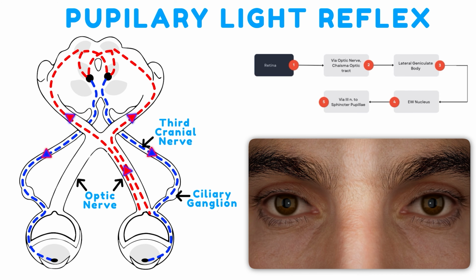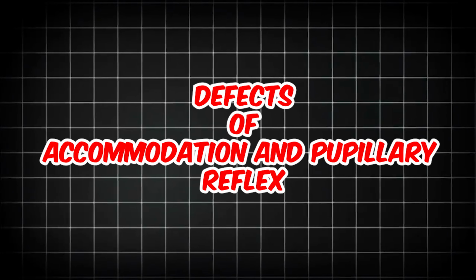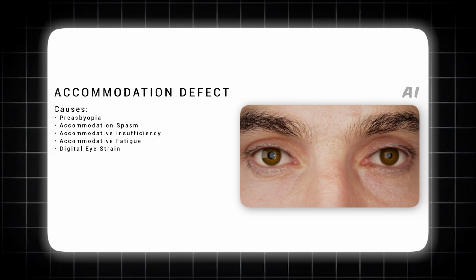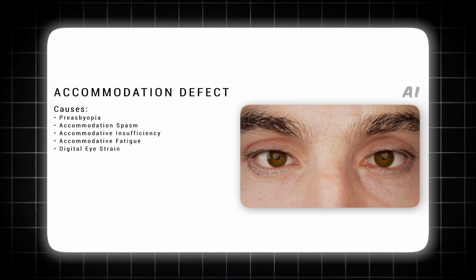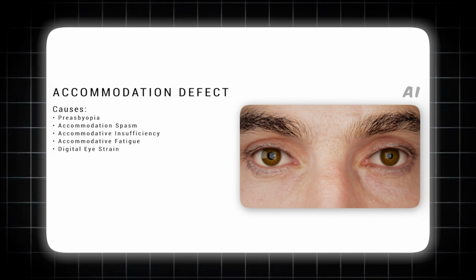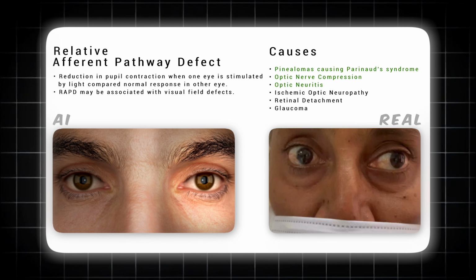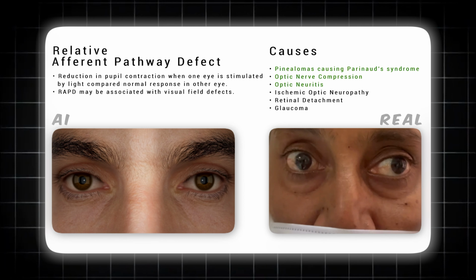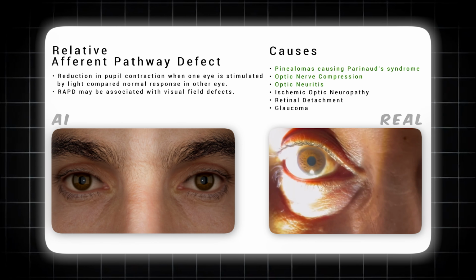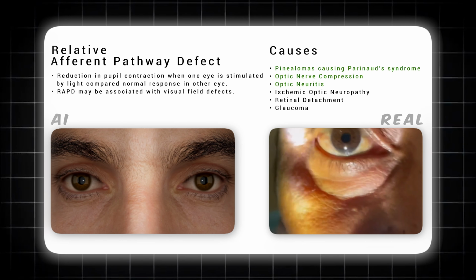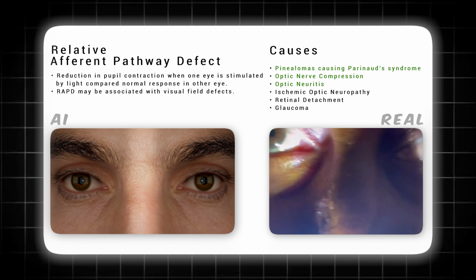Now we will move on to the defects involving accommodation and pupils. The causes include presbyopia and accommodation spasm or accommodative insufficiency. A relative afferent pupillary defect results in absence of the pupillary light reflex on the affected side. But when light is shown onto the unaffected eye, the direct and consensual reflexes are preserved. You can read the causes.